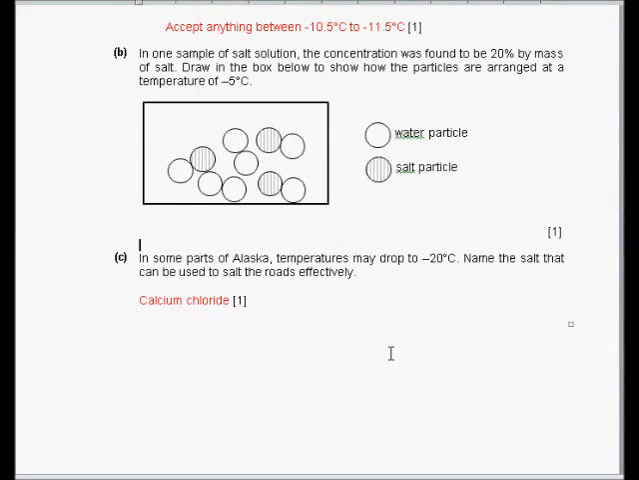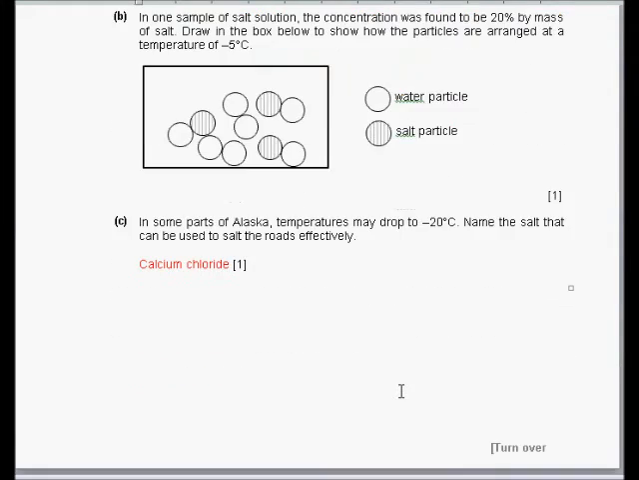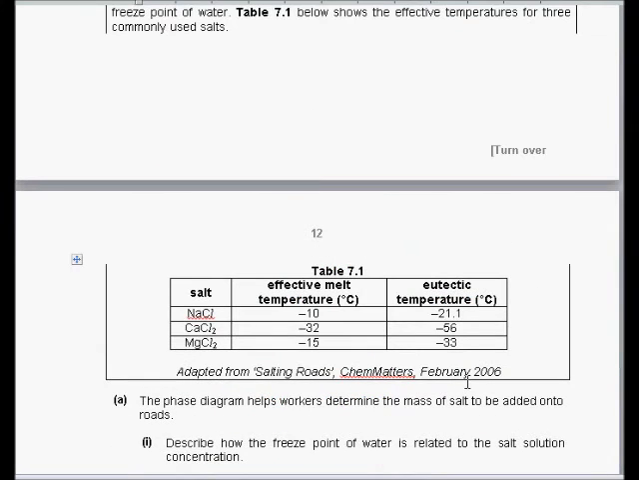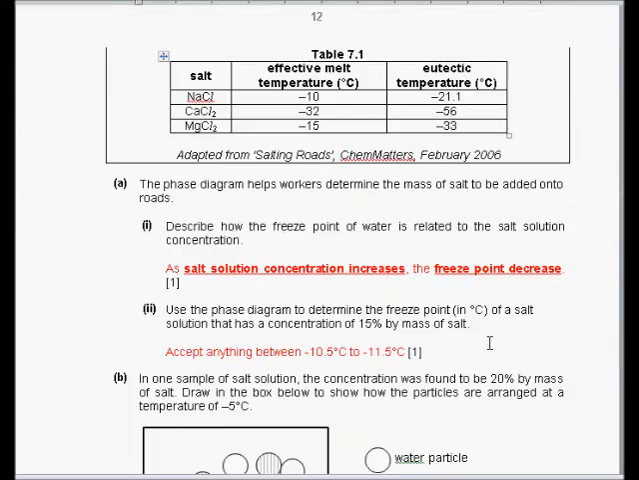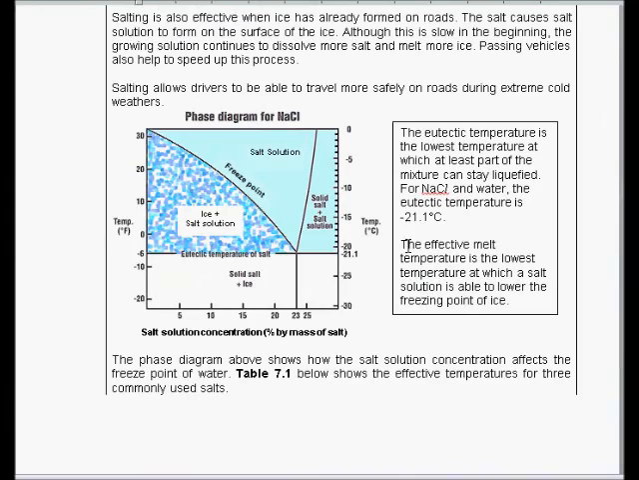Okay, in some parts of Alaska, temperatures may drop to negative 20 degrees Celsius. Name the salt that can be used to salt the roads effectively at -20 degrees Celsius. Now let's look at this diagram here. What is effective melt temperature? What is eutectic temperature? The explanation is here.